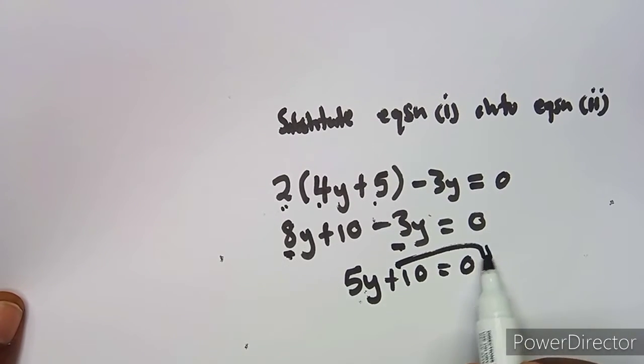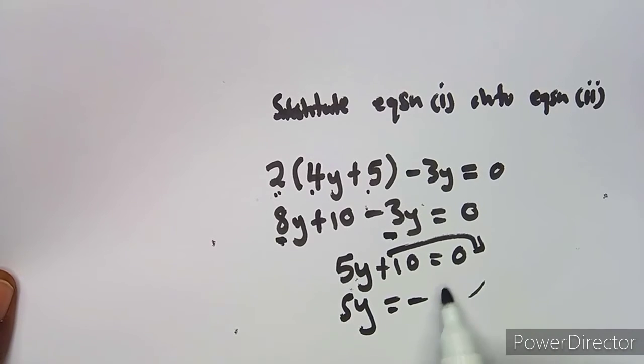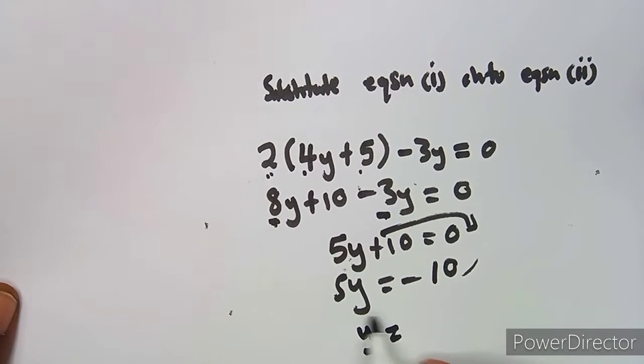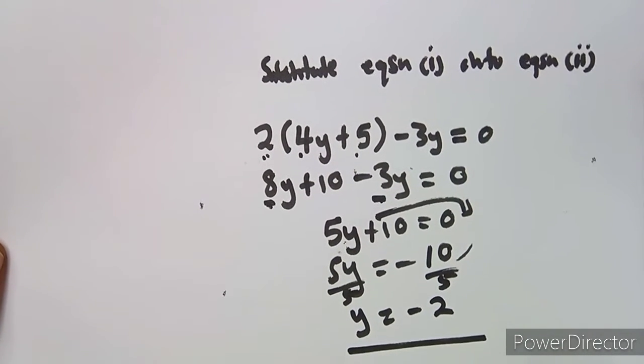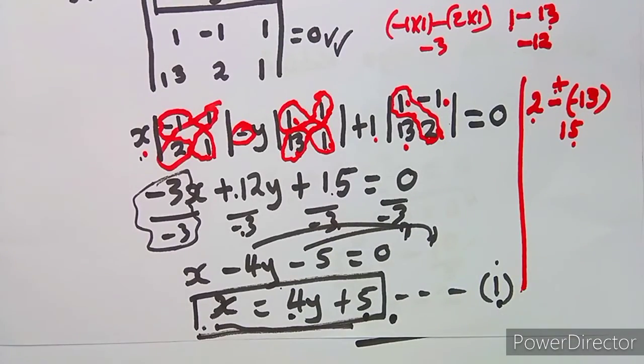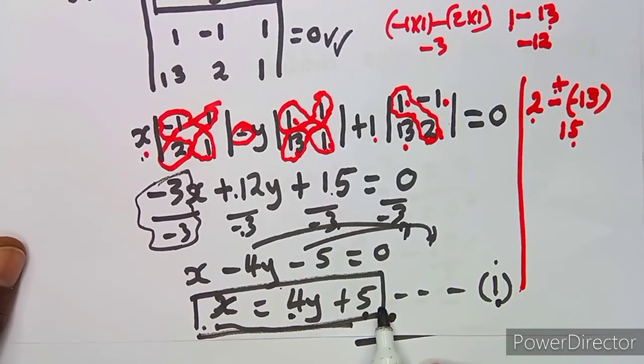So you can transpose, as you can see, 5y will be equal to negative 10 because it was a positive 10 here. So if I divide by 5, I'm going to obtain negative 2. That will be the value of y there, which is negative 2. But remember, I want to find the value of x and the value of y. So for x, I'm just going to take advantage here, where we have already made x to be the subject.